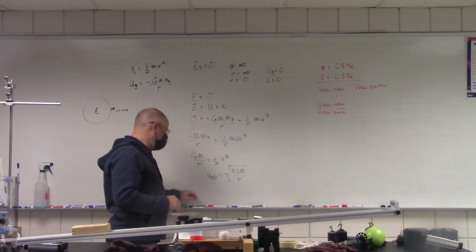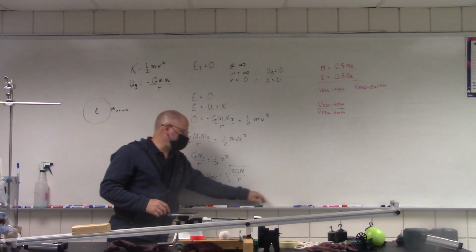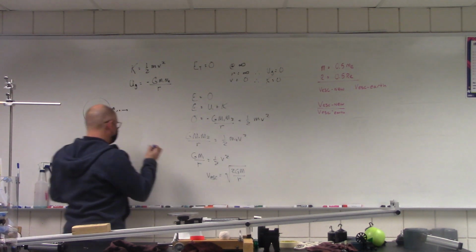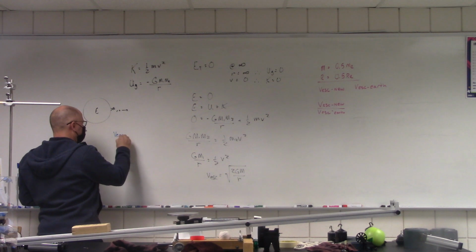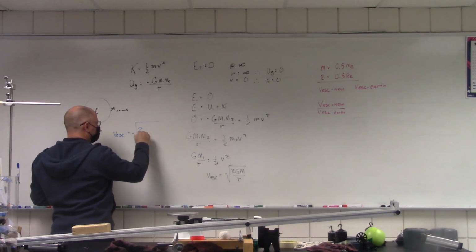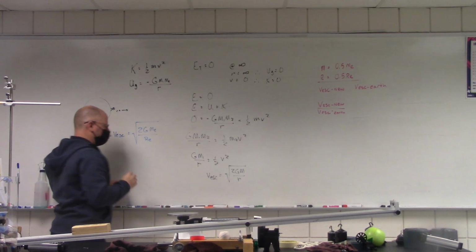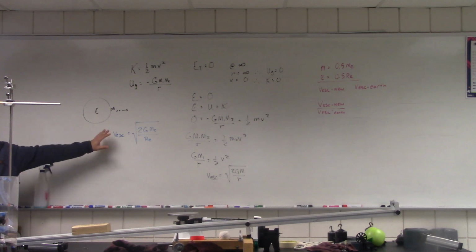So, let's do this in 2 steps. If I want to find the escape speed at the Earth, okay? So, V escape for the Earth, it's going to be equal to the square root of 2G mass of the Earth divided by the radius of the Earth. Is that cool? You guys see this phrasing here? Is that okay for you?